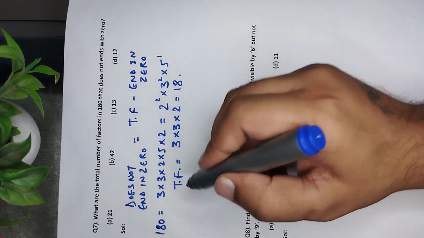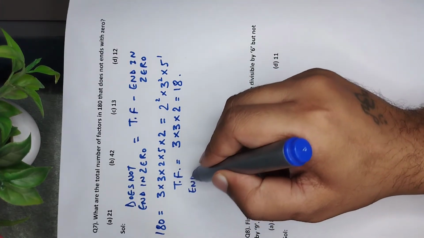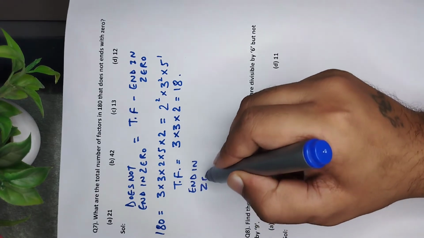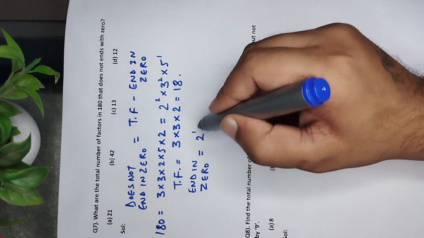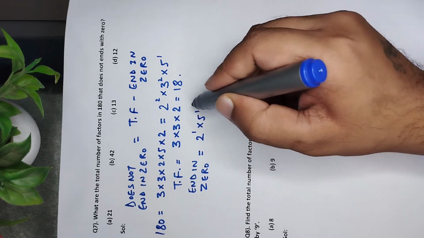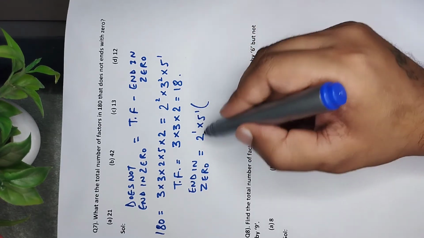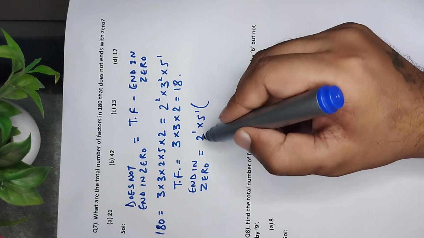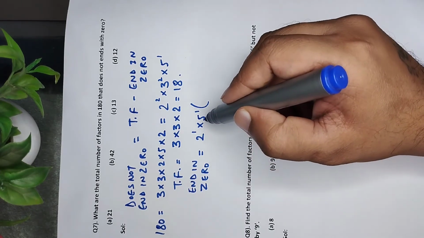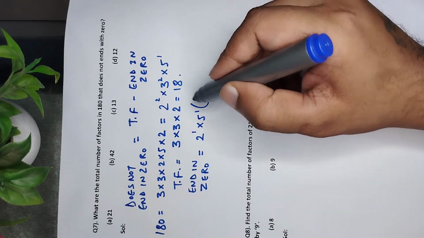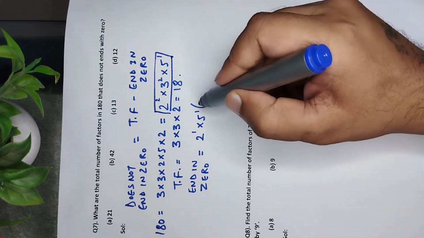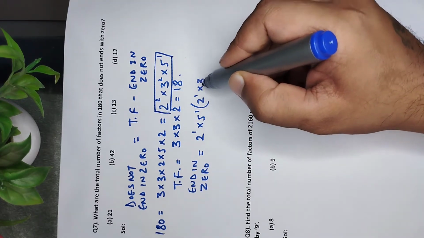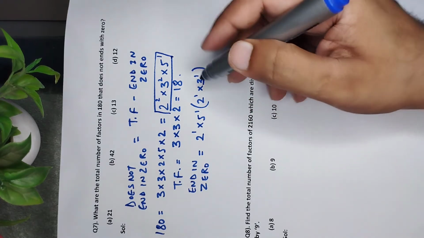Now if I have to find the number of factors that end in 0, what do I have to do? I have to take 2 and 5 common out of it, that means the numbers that are divisible by 10. So 10 is made up of 2 and 5. Taking out 2 and 5 common, the remaining inside is 2 raised to the power 1 multiplied by 3 raised to the power 1.